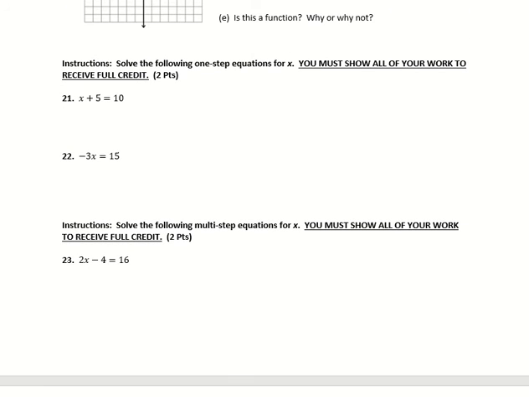Instructions. Solve the following one-step equations for x. Important, you must show all of your work to receive full credit. Number 21, x plus 5 equals 10. Number 22, negative 3x equals 15.